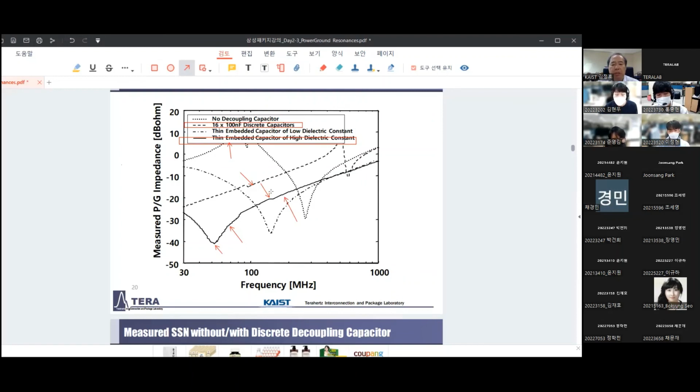But the more important thing is that this is actually a measurement result. I would like to emphasize that this is a measurement result, and we were able to bring down the inductance from 60 megahertz to the gigahertz range.